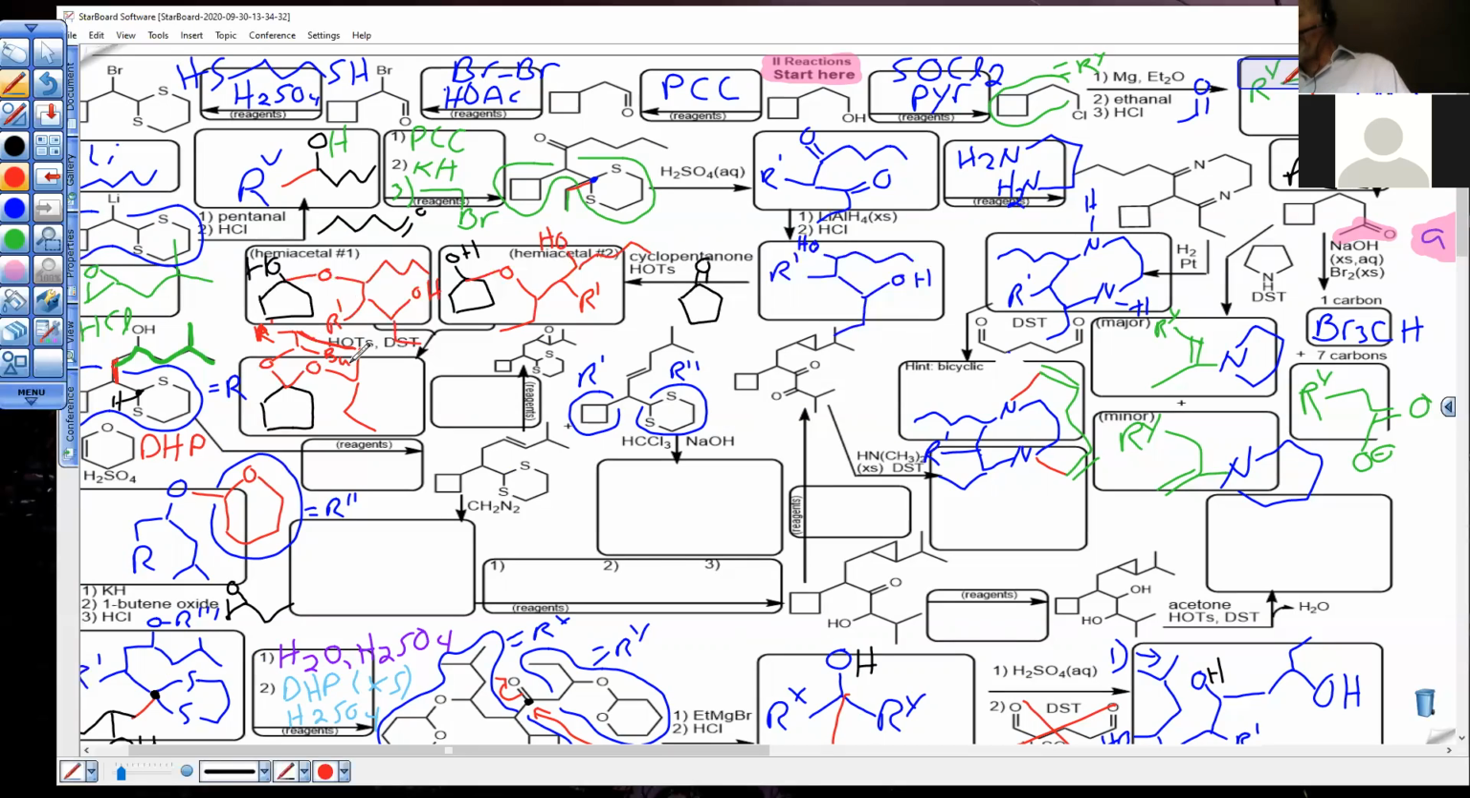I wrote butyl right there. O attached to C with a butyl. The C with the butyl is attached to a C with an R prime. The C with the R prime is attached to a C with an O.